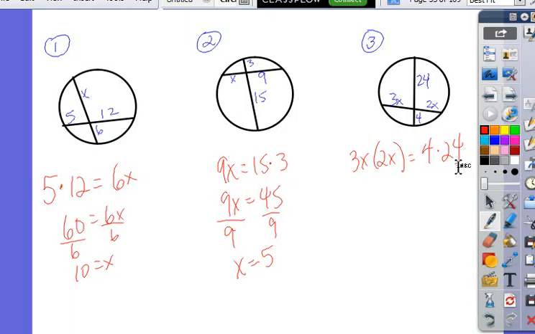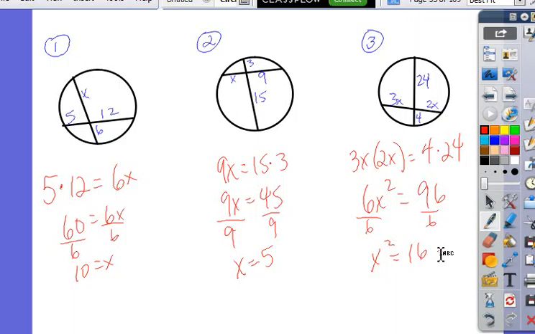Now, here's where people forget. What do I get when I multiply 3x times 2x? 6x squared. Do not forget the squared part because that's going to be important in just a minute. That equals 4 times 24, which is 96. I'm going to divide by 6 next. I get x squared equals 16. I do the division part first, and then I come back and do the squared part.